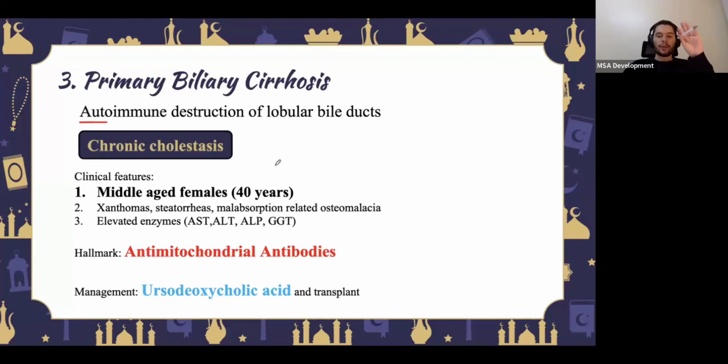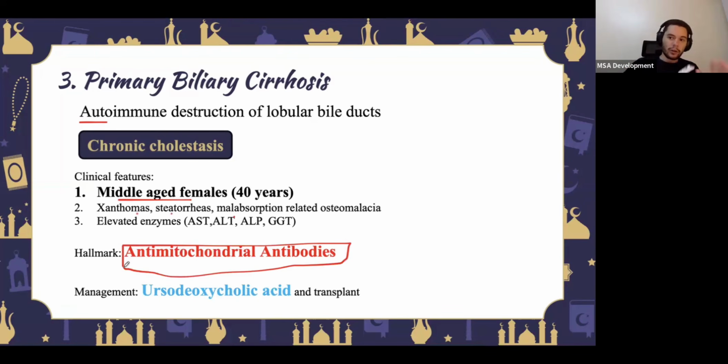It typically affects, like we said, autoimmune, always think about females. So it typically affects females. It could cause all of those symptoms: xanthomas, steatorrhea, malabsorption, all because bile acid is not being released, all the functions of bile. Hallmark, this is very important to remember: anti-mitochondrial antibodies. But remember, anti-smooth muscle antibodies for autoimmune hepatitis, anti-mitochondrial antibodies for primary biliary cirrhosis.